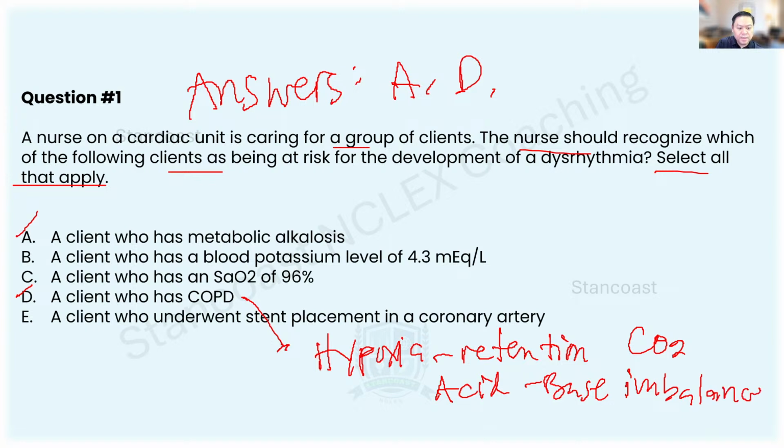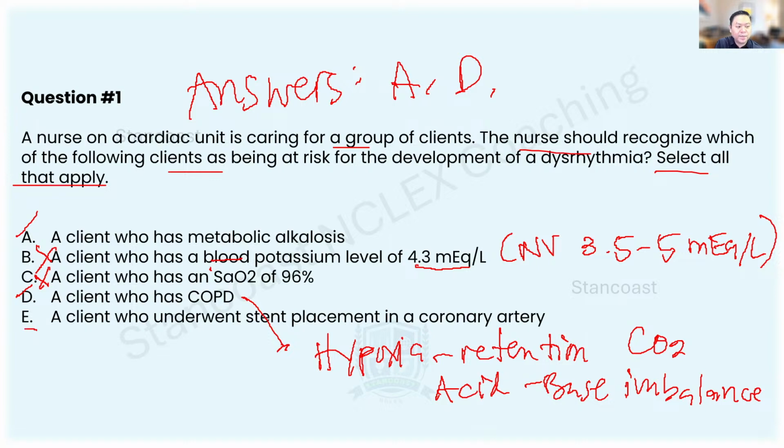Okay, so we have a question from Rohina. Why not be including? Well, the potassium level is 4.3 milliequivalents per liter. This is within the range of 3.5 to 5 milliequivalents per liter. So we're going to eliminate letter B, okay? Now, if you had answered letter C, a client who has a saturation of 96, that's also normal. No, we're not going to include that in our bucket list.